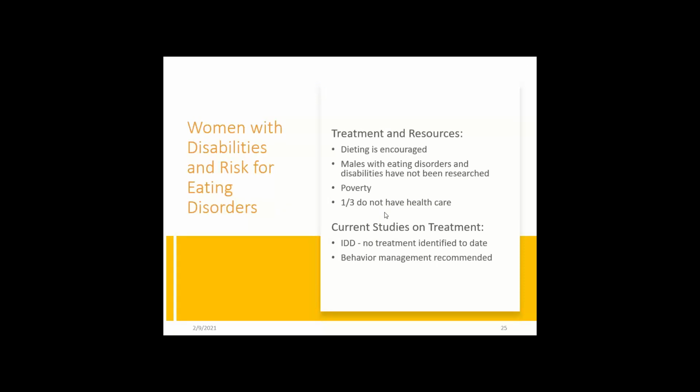So like I said, dieting is strongly encouraged, and males with disabilities have not been researched. The poverty level among those with disabilities is high. A lot have Medicare insurance, and like I said, that limits the facilities that you can go to. Most eating disorder facilities do not take Medicare. And of the 20 that do across the country, you still have copays. And so these people can't access treatment.